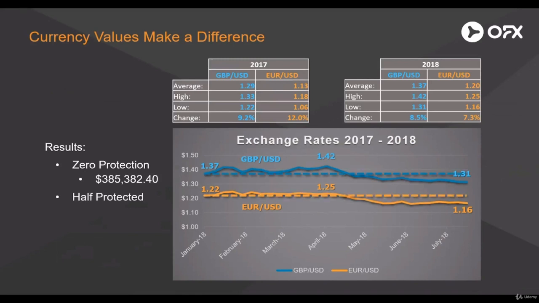Half protected. This means that we essentially went out 12 months and we said, I expect to make 500,000 euros, right? I want to hedge half of that. Give me a contract, 250,000 euros at today's exchange rate. Today's exchange rate is $1.22. So that's my floor. I'm going to make $1.22 for every euro of revenue I've got. Now you have to fill this thing. You can't just back out of the contract.